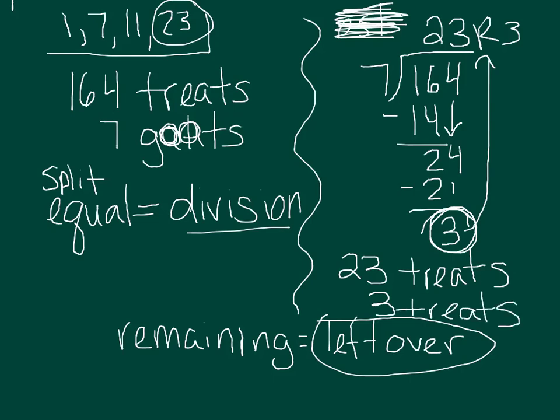So you should have 2 answers to number 23. The first one should be 23 treats, and the second one should be 3 treats. And make sure you have the treats in there. Make sure you have your units. Otherwise, 23 what? 23 Cocker Spaniels? You gotta make sure it's the right unit there.